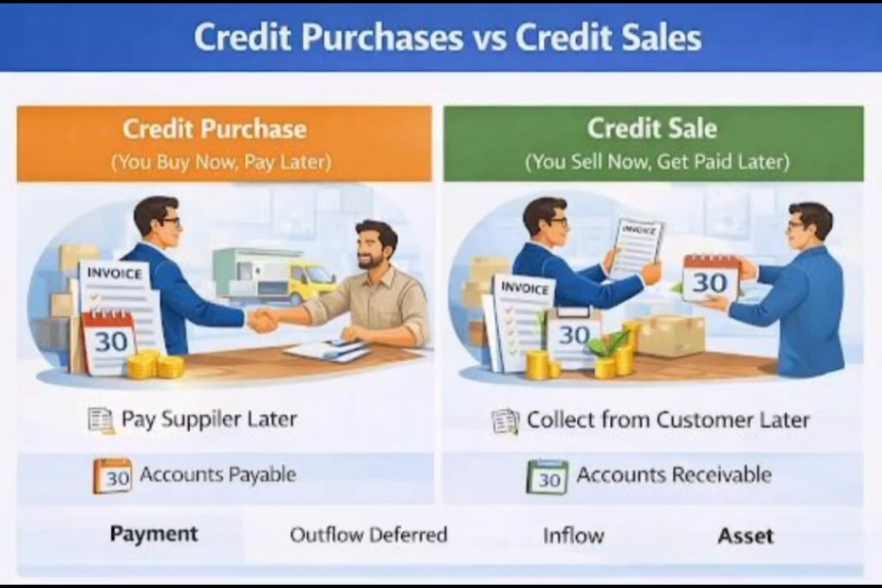Now consider another example, where goods worth 5,000 rupees are sold on credit. Since the customer now owes money to the business, the customer account is debited, and because the business has earned revenue, the sales account is credited.